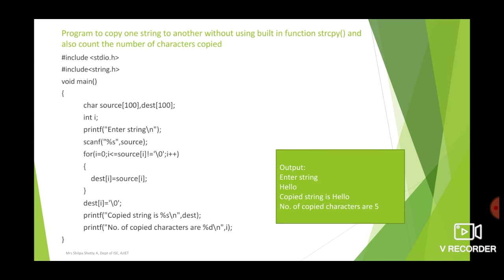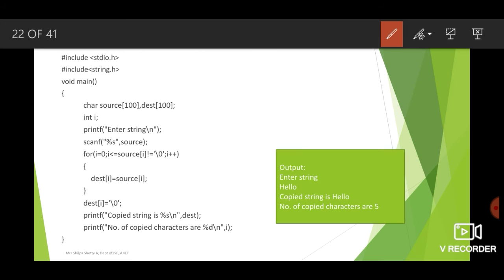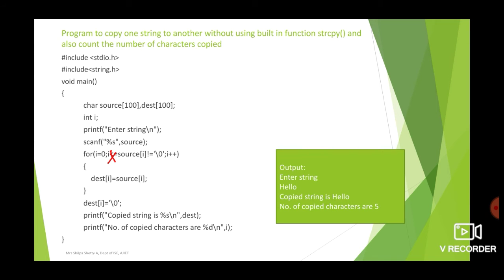So for i = 0, here there is a small change, students kindly note. It should be source[i] not equal to null character. The less than or equal to condition is not required here.